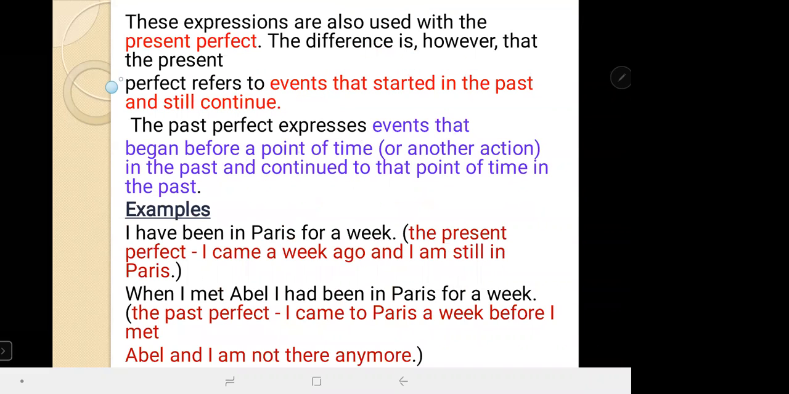The past perfect tense expresses events that began before a point of time or another action in the past and continued to that point of time in the past. I have been in Paris for a week. What does this say? I came a week ago and I'm still in Paris. I have been in Paris for a week and I'm still enjoying my stay. It means when I met Abel, I had been in Paris for a week. So I came to Paris a week before I met Abel and I'm not there anymore. Had been means this is a past experience. But when you say I have been in Paris for a week, you're talking about your current, present experience. You're still there.